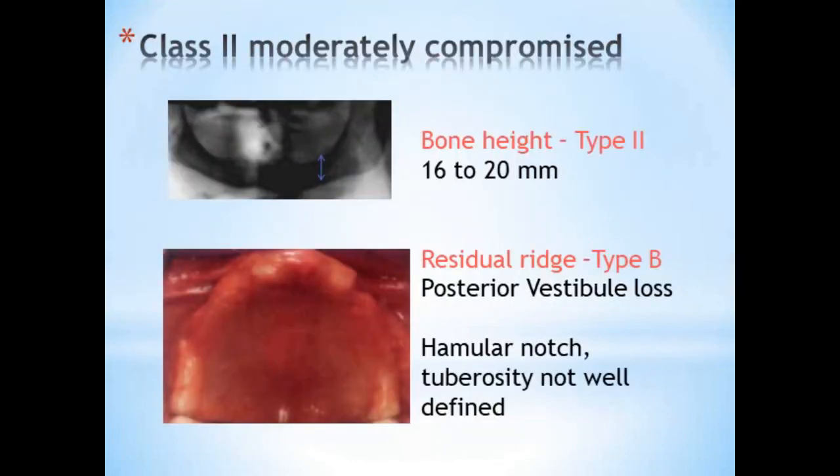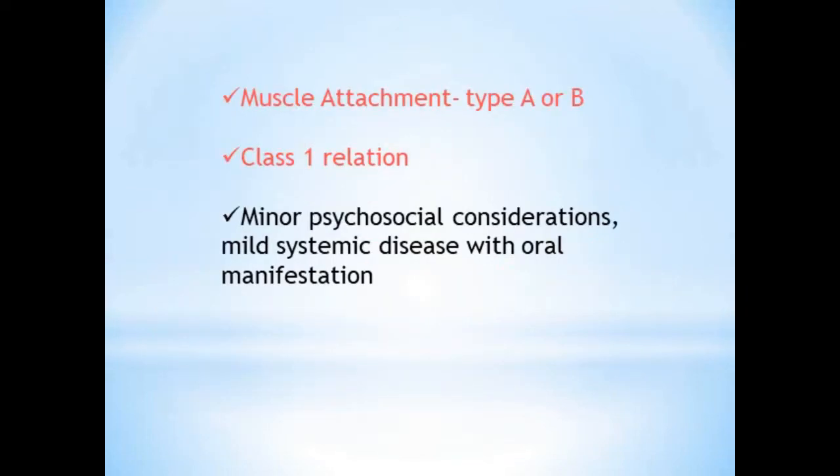Coming to class 2, moderately compromised patients. Here the bone height is type 2, that is 16 to 20 millimeter, measured at the area of least vertical bone height. And then the residual ridge type, that is a maxillary type, is type B. There is a posterior vestibular loss and hamular notch and tuberosity are not well defined. And the muscle attachment is type A or B, that is they exert limited compromise on denture base stability and retention, and the maxillomandibular relation is again class 1 relation. And also there are minor psychosocial considerations, mild systemic disease with oral manifestations. So these are the features of class 2, that is moderately compromised.